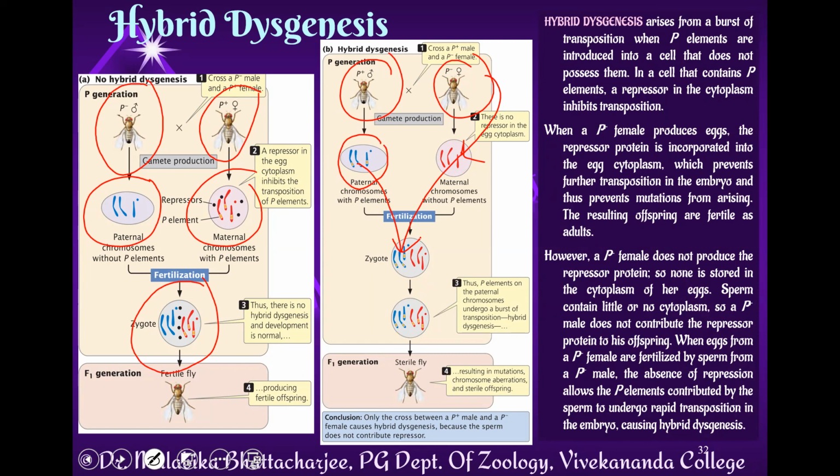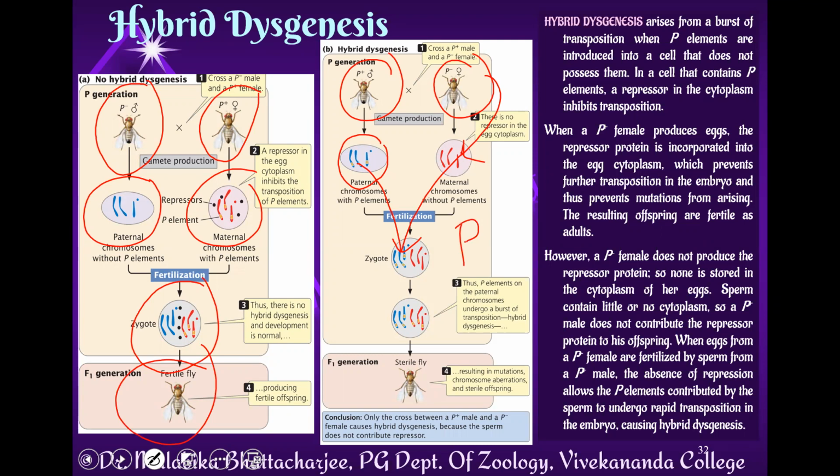Just keep in mind that the males, as I said, do not contribute the repressor protein to their offspring, as the males have very little or no cytoplasm. Whereas for the females that produce the egg, the repressor protein is incorporated into the cytoplasm. So it's an inheritance of the repressor elements from the females, which prevents further transposition in the embryo. Another thing that should be kept in mind is that if a P plus female is mated with a P minus male, we get a fertile fly.